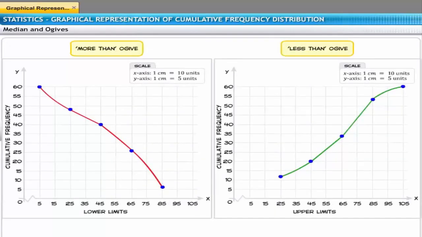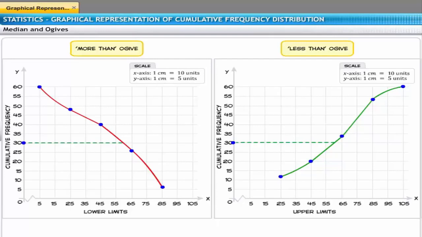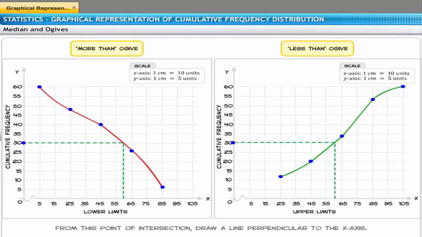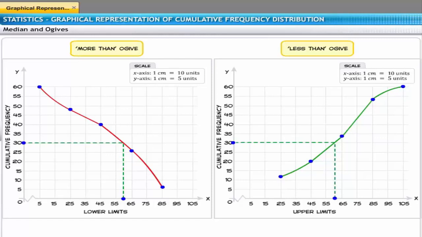Now, let's locate the value of n by 2 on the y-axis. We'll draw a line parallel to the x-axis from the point denoting n by 2 to intersect the ogive. From this point of the ogive, draw a line perpendicular to the x-axis. The point where the perpendicular intersects the x-axis gives the median of the grouped data. As you can see, you can use either the more than or the less than ogive to find the median of the grouped data. In both cases, the median of the given grouped data is approximately 59.